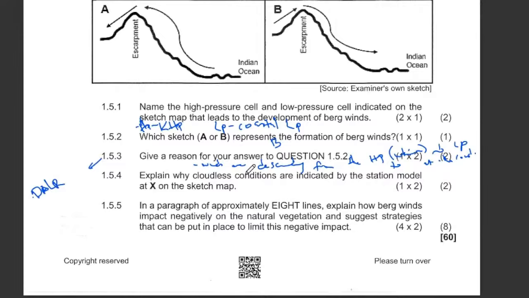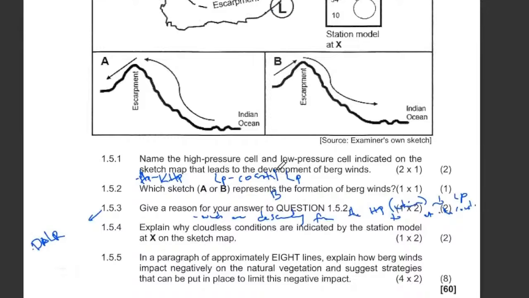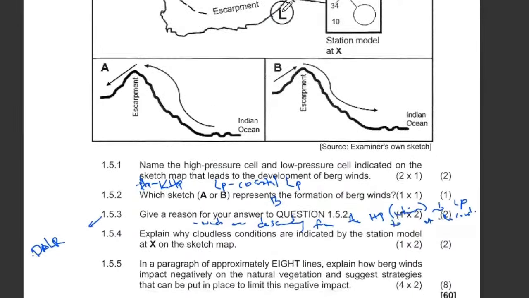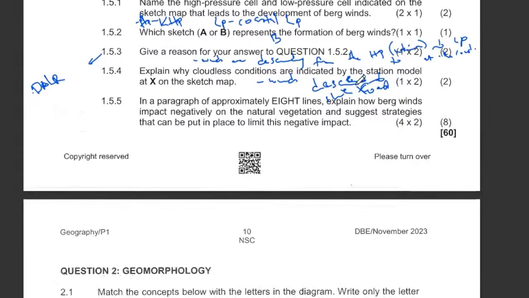Explain why cloudless conditions are indicated at station model X. X is at the coast. Why do we have cloudless conditions? Because winds descend to the coast. You remember when the winds descend, there is no cloud formation. And you can also consider that there is too much evaporation. As they descend, they heat up.